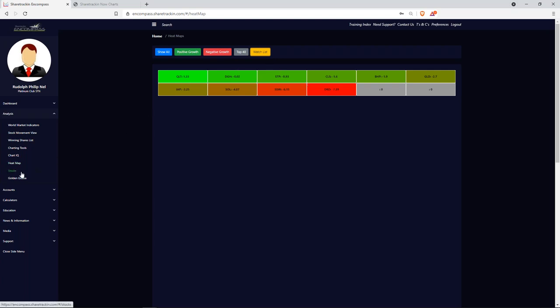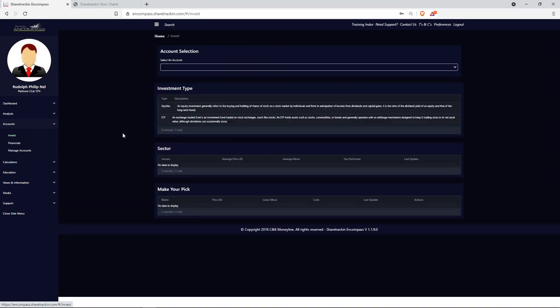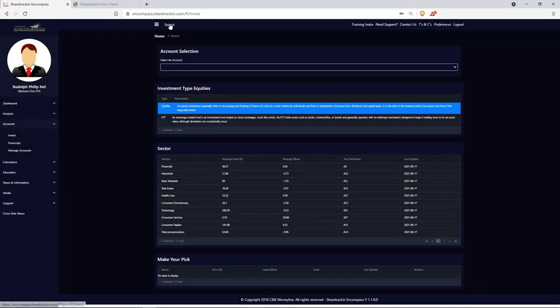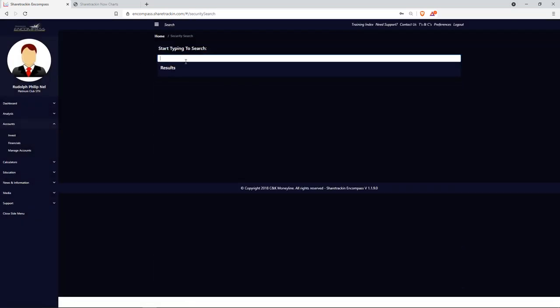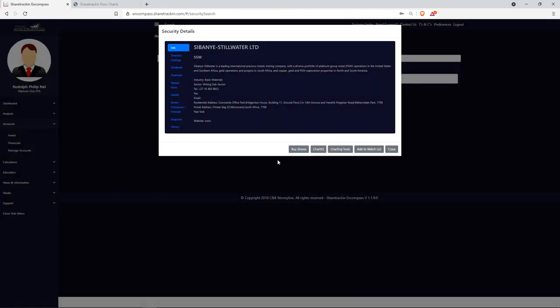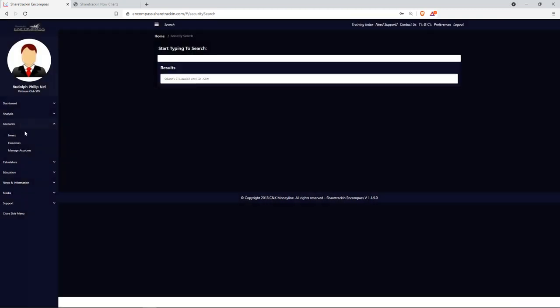So stocks we'll go through in session two as well, and then Golden Goose we'll also go through in the Golden Goose video. Then underneath accounts, you get your invest option. Invest option you don't really need to use, because there's an easier way to invest on the shares instead of going there, clicking on invest, going to equities, then selecting the sector, then selecting the share. That's a long way around. Easiest way is to go to search, type in your code, wait for the share, and click on it. And then you can buy directly from there instead of using the invest option, right?